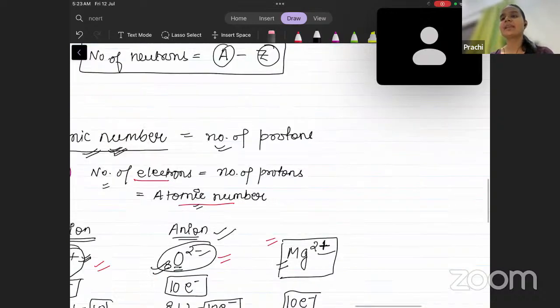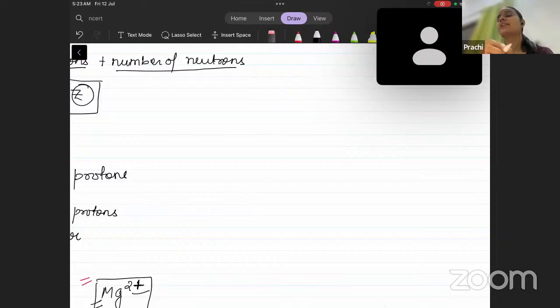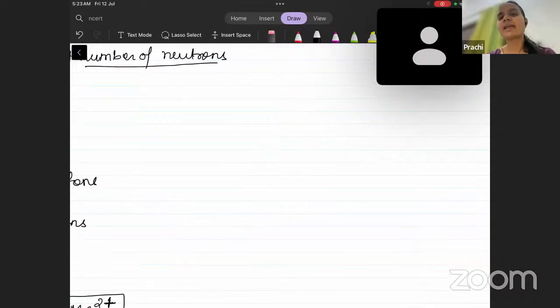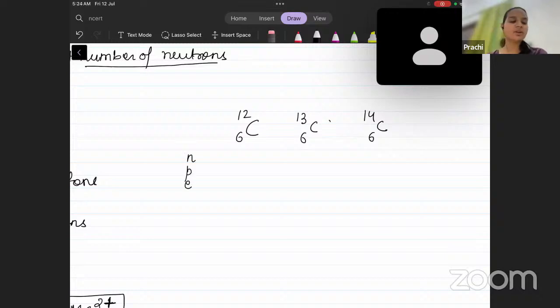Now quickly calculate the number of electrons, protons and neutrons for these atoms. Here I am writing the atoms: carbon 12, carbon 13, and carbon 14. So quickly calculate the number of neutrons, protons, and electrons. Write your answers there, and I'll also write my answer. I'll give you 1 second, so quickly write your answers here.